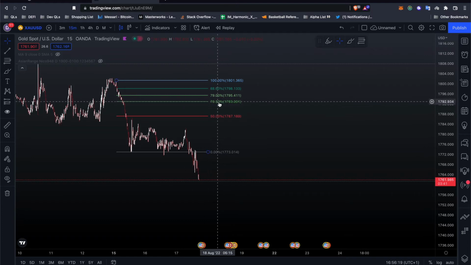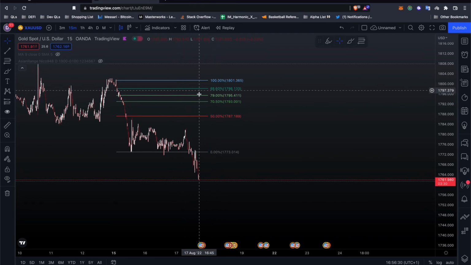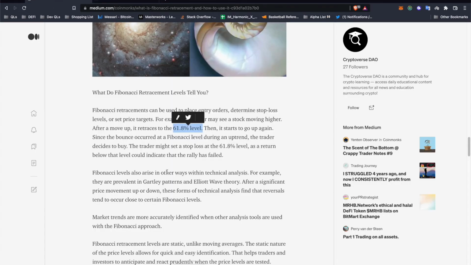I'll generally look for between 70 and 79%. If it forms something here, if it treats this area as a support or a resistance, that's a support or a resistance that I'm more likely to trust, if that makes sense. The trader might set up a stop loss at the 61.8% level, as a return below that level could indicate that the rally has failed.